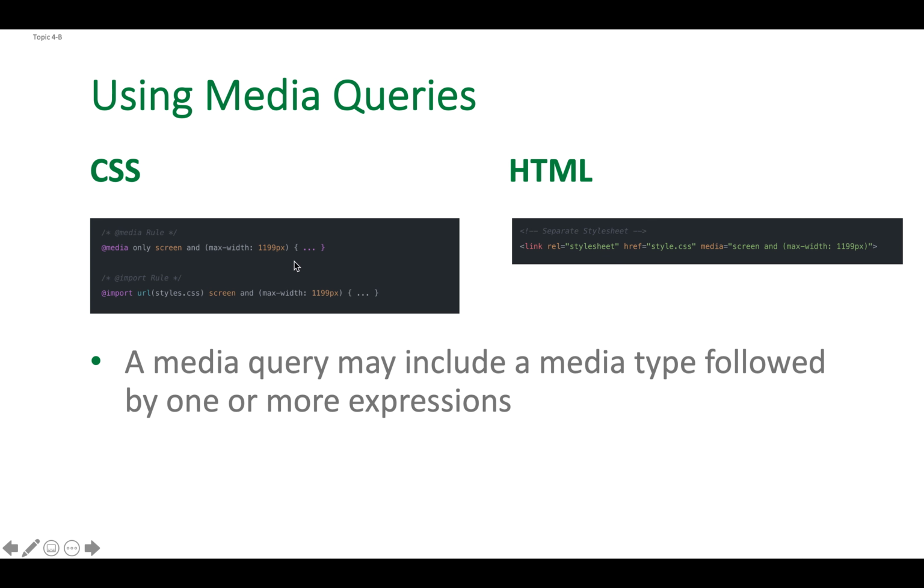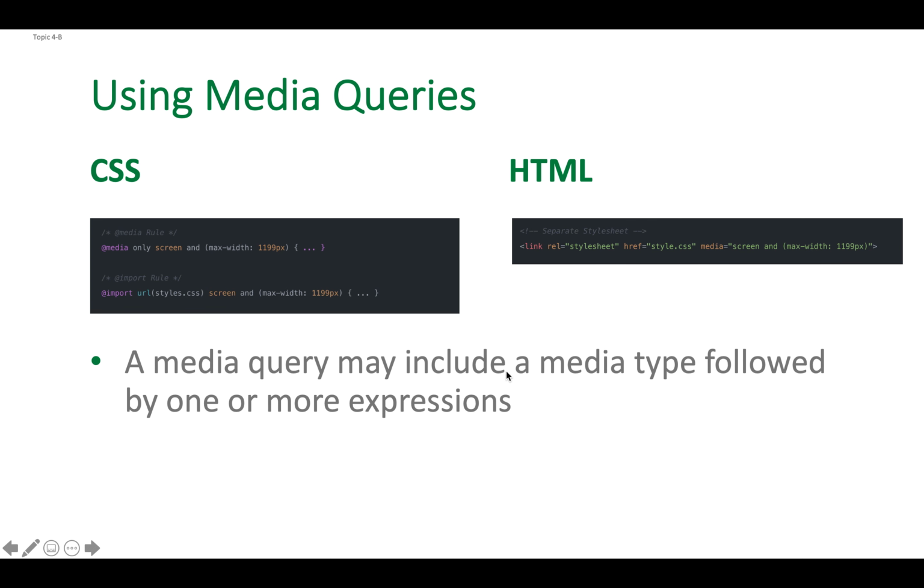Okay. And then when you use that file in your HTML document, you use this code right here, link style sheet style.css, and then you have the media definition right there. So you use this style sheet when somebody is looking at your website with a screen width of 1199 or less.